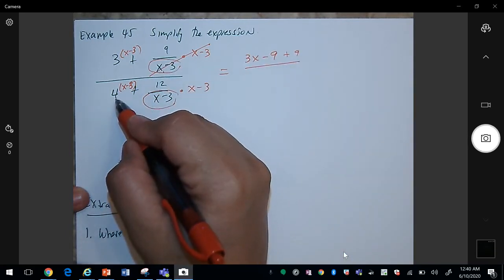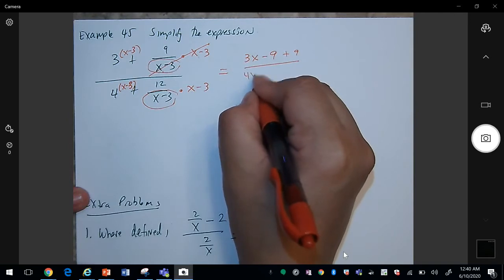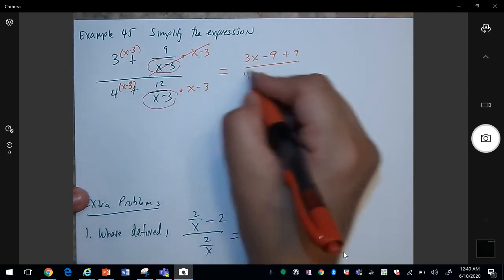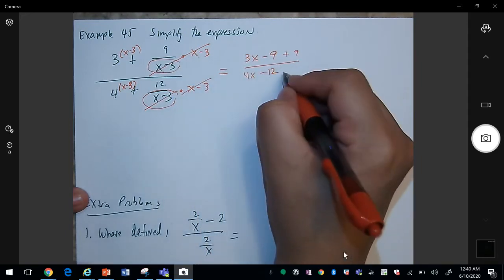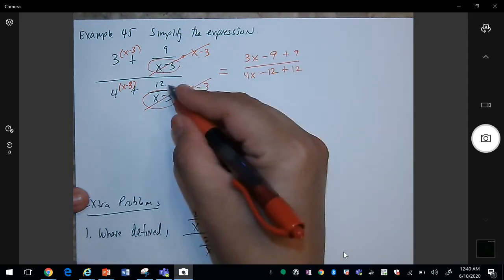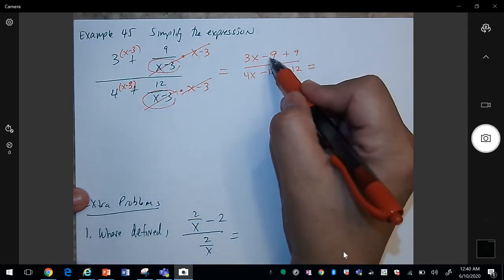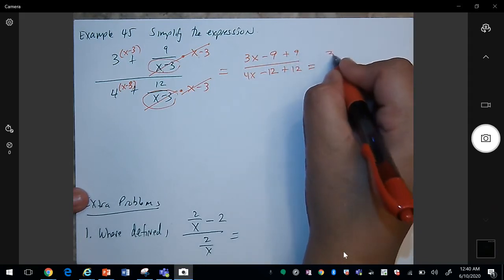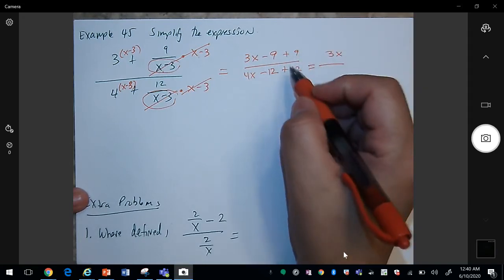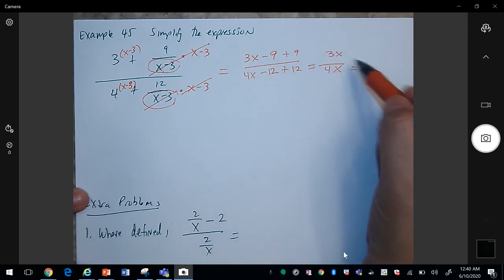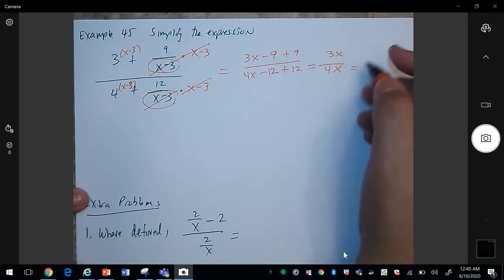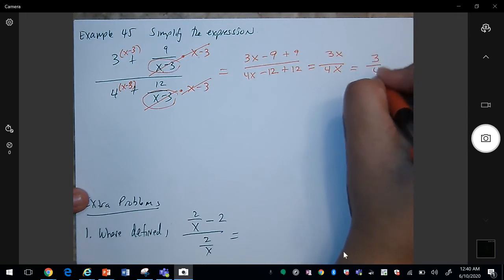In the denominator, I get 4 times x is 4x. 4 times negative 3 is negative 12. X minus 3 and x minus 3 cancel, leaving me with plus 12. Negative 9 plus 9 is 0, so I'm left with 3x. And negative 12 plus 12 is 0, so I'm left with 4x. The x's here will reduce to 1, so we end up with 3/4.